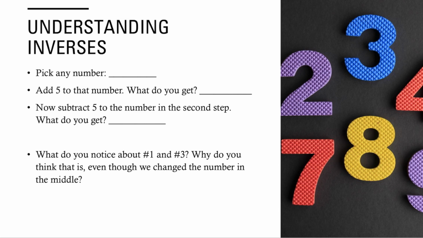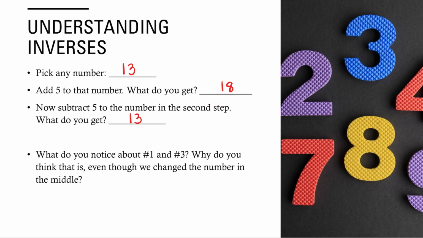If you pick any number, I'm going to pick 13 because I can. I'm going to add 5 to that number. I get 18. And now I'm going to subtract 5 from the number I just got in the second step. And now I have 13 again. And this will work with whatever number you pick. Why do you think that is? Pause the video and think about why this one matches the last number even though we had a different number in the middle.